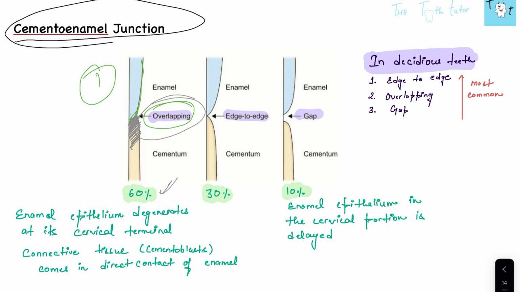Now the second type is edge to edge. There is no overlapping; the enamel ended over here and cementum was deposited just below the enamel. So it is called edge to edge. It is present in about 30% of the population.